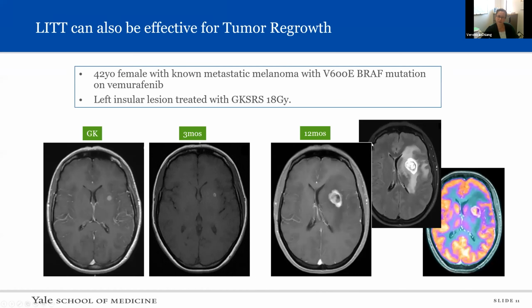So I think radiation necrosis is a big indication now for LITT, especially in the setting of immunotherapy. But just to show you that LITT does work with tumor regrowth as well.